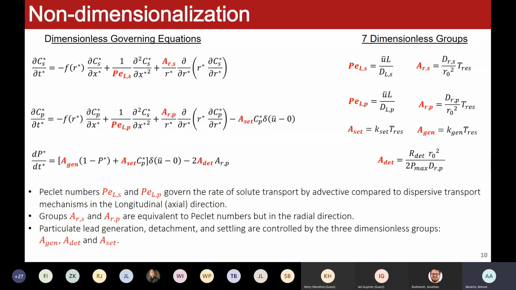Now, of course, we non-dimensionalized the models for both the dissolved and the particulate species, in both the suspended and the attached phase, and that actually gave rise to 7 dimensionless groups. I'm going to skip the details here because we're running out of time.